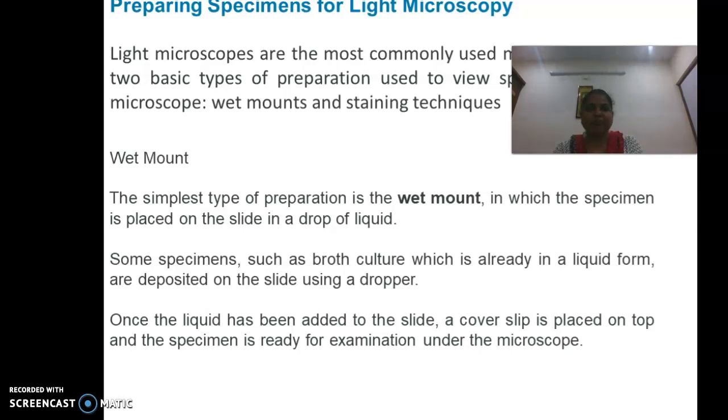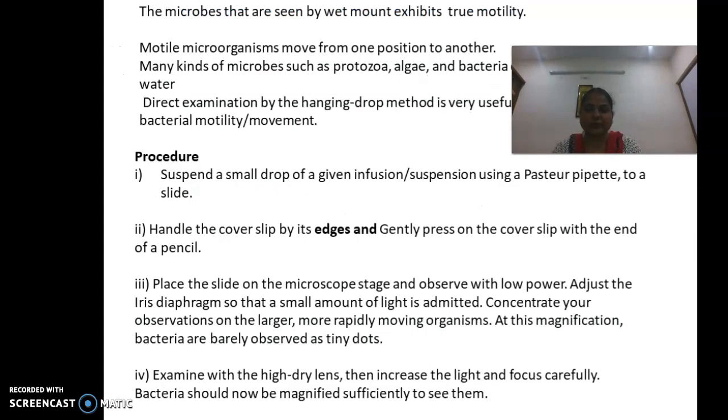Wet mount is the simplest type of preparation in which the specimen is placed on the slide in a drop of liquid. So when you take a broth culture, the broth culture contains the microorganism which is already present in a liquid form. So once the liquid is added to the slide with the help of a dropper, a cover slip is placed on the top and the specimen is generally ready for examination under the microscope.